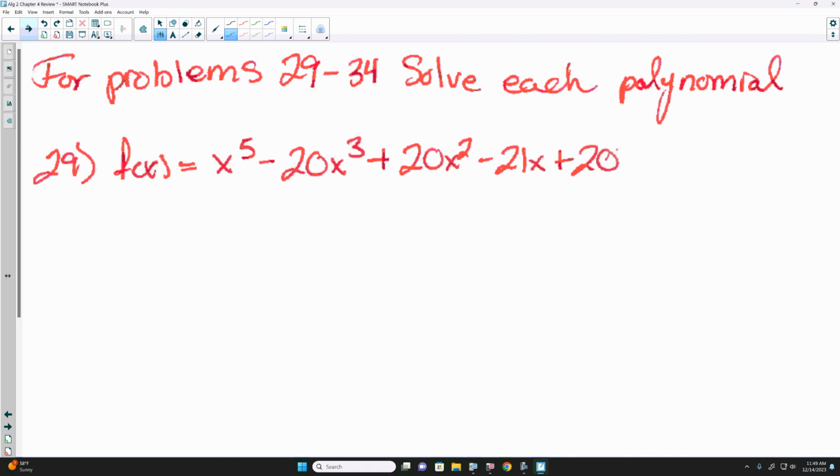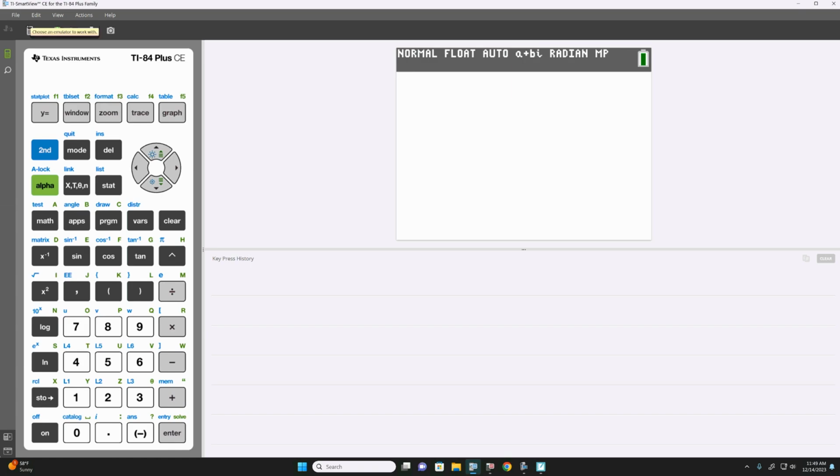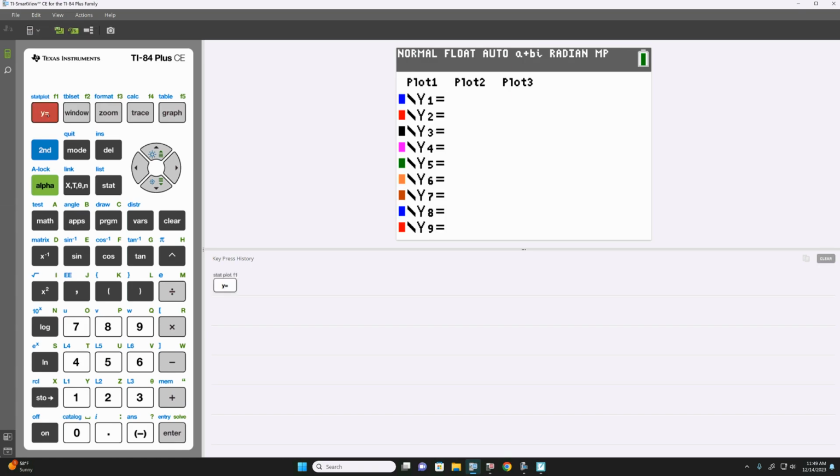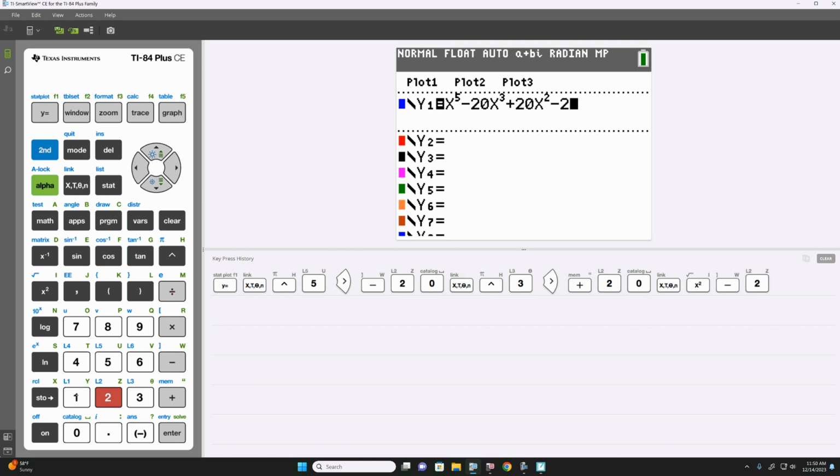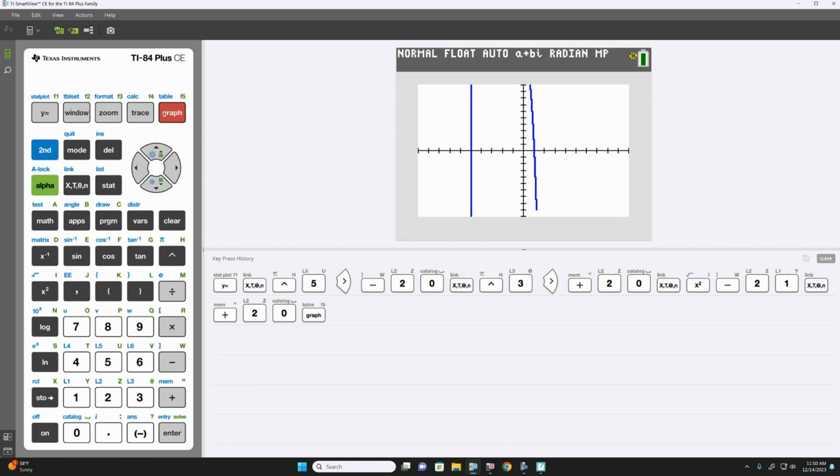So if we look at 29, the first thing, especially when it says solve, is plug it into the graphing calculator. So we're going to have x to the 5th minus 20x to the 3rd plus 20x squared minus 21x plus 20. Graph.